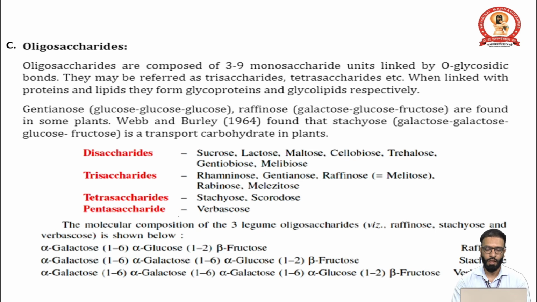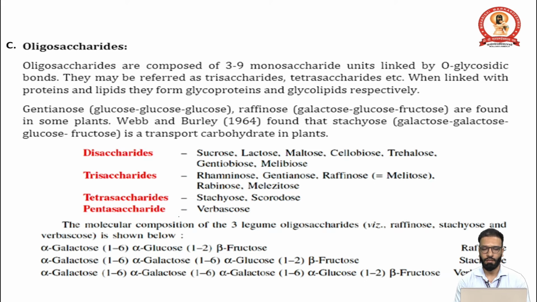Similarly, the third category. Now we have seen the first two categories, that is the monosaccharides, in which we have the simple sugar or only one sugar molecule, for example glucose, galactose or fructose, etc. And in disaccharides, any two sugars are joined together by a glycosidic bond to form a disaccharide.